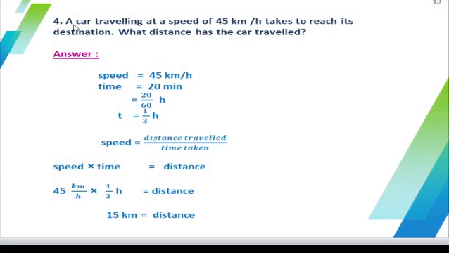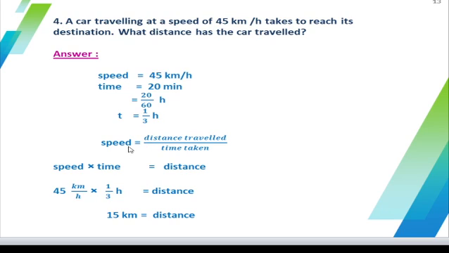The fourth one is a car traveling at a speed of 45 kilometer per hour takes 20 minutes to reach its destination. What distance has the car traveled? So write the values. What are the values they given? Speed is 45 kilometer per hour, time is equal to 20 minutes. Here we want to change the time into hours. So when we divide by 60, we will change it into hours. So the answer is 1 by 3 hour.